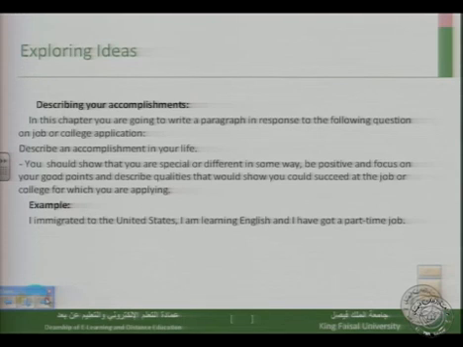So here you are going to describe what you did in the past in order to get the job or in order to be admitted in the college. The pieces of advice I can give you is that you should show that you are special or different from the other candidates in some way. You should be positive and focus on your good points and describe qualities that would show you could succeed at the job or college for which you are applying.